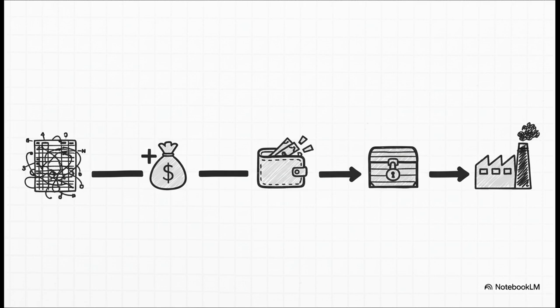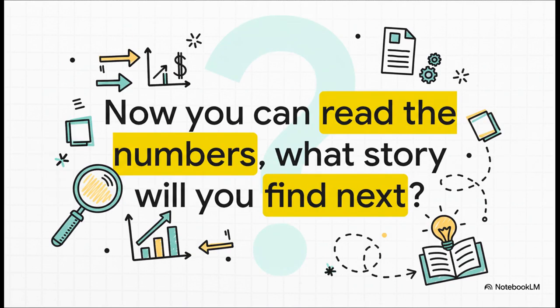So from that messy, intimidating spreadsheet we started with, we've managed to uncover a really clear story. We saw how much money 3M India made, where it spent that money, how much it kept as profit, and we even figured out which parts of its business were the strongest. You now have the basic tools to decode a financial report. You can find the narrative hidden inside the numbers. So the only question left is, what story are you going to investigate next?